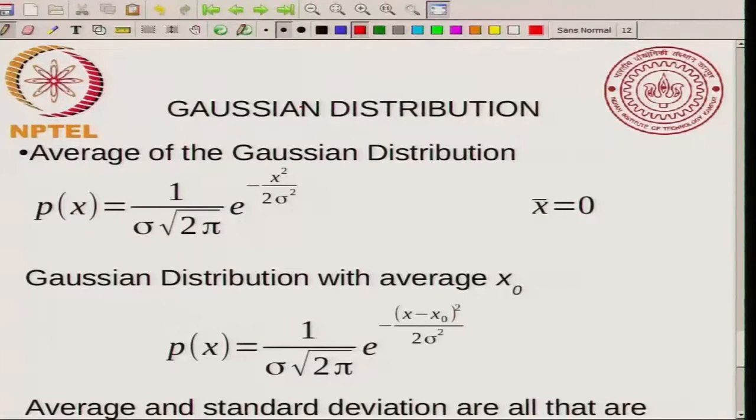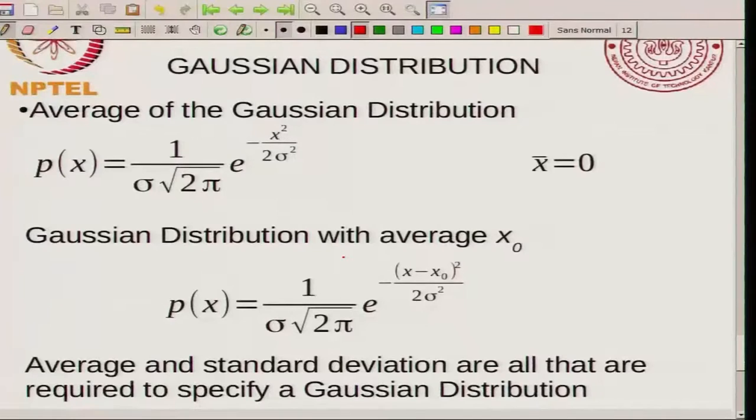Okay. So what is the average of a Gaussian distribution? The Gaussian distribution is defined in this way, and the average is clearly 0. Now you can also have a Gaussian distribution with average x0. So the average of a Gaussian distribution in this form is 0, that is very clear, we already saw that.